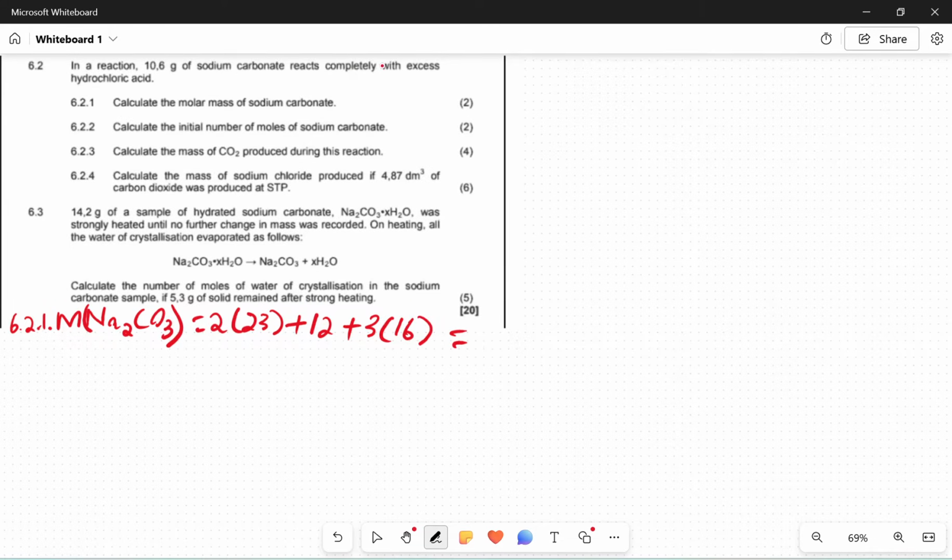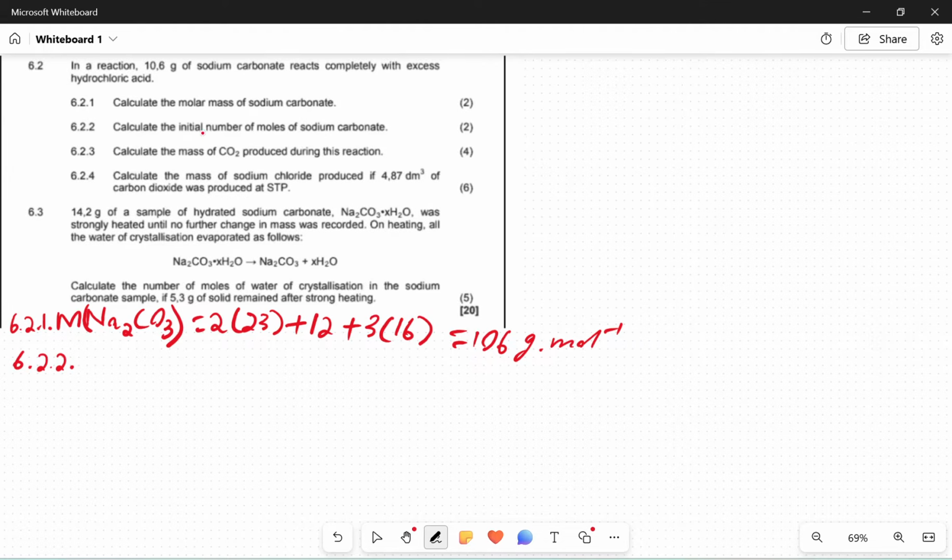What is the answer am I going to get? So the answer I'm getting is 106 grams per mole. Remember that, guys, your answer is supposed to have a unit. Without the unit, the answer will be wrong. Okay, so now we move on to 6.2.2.